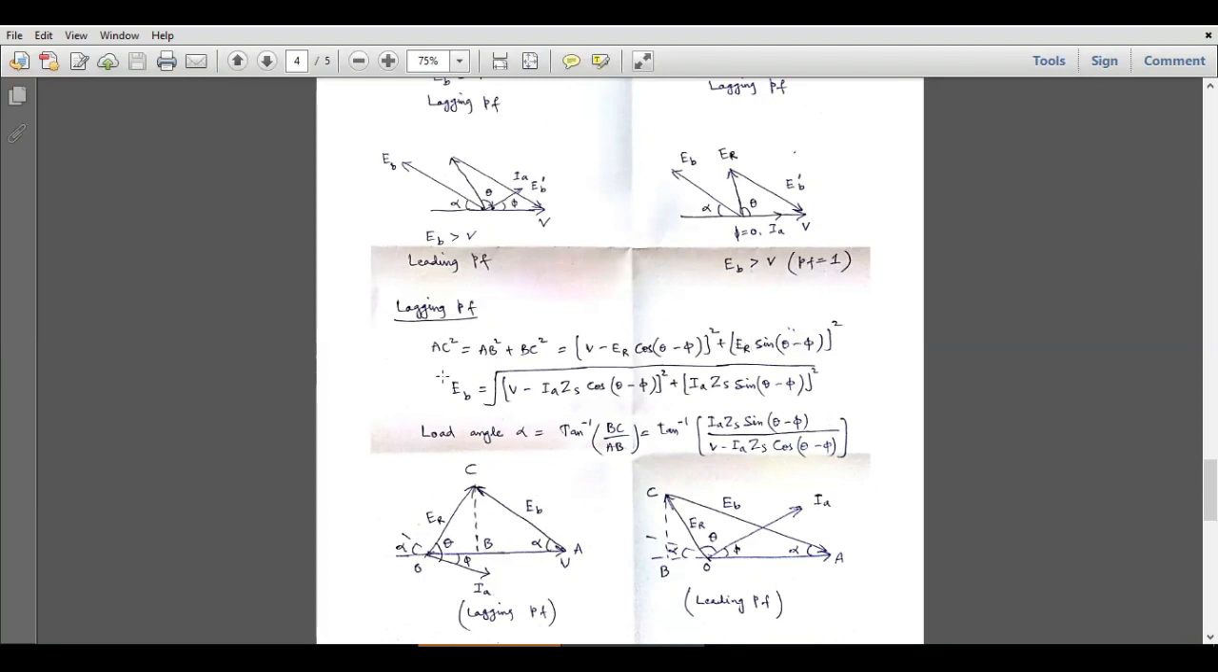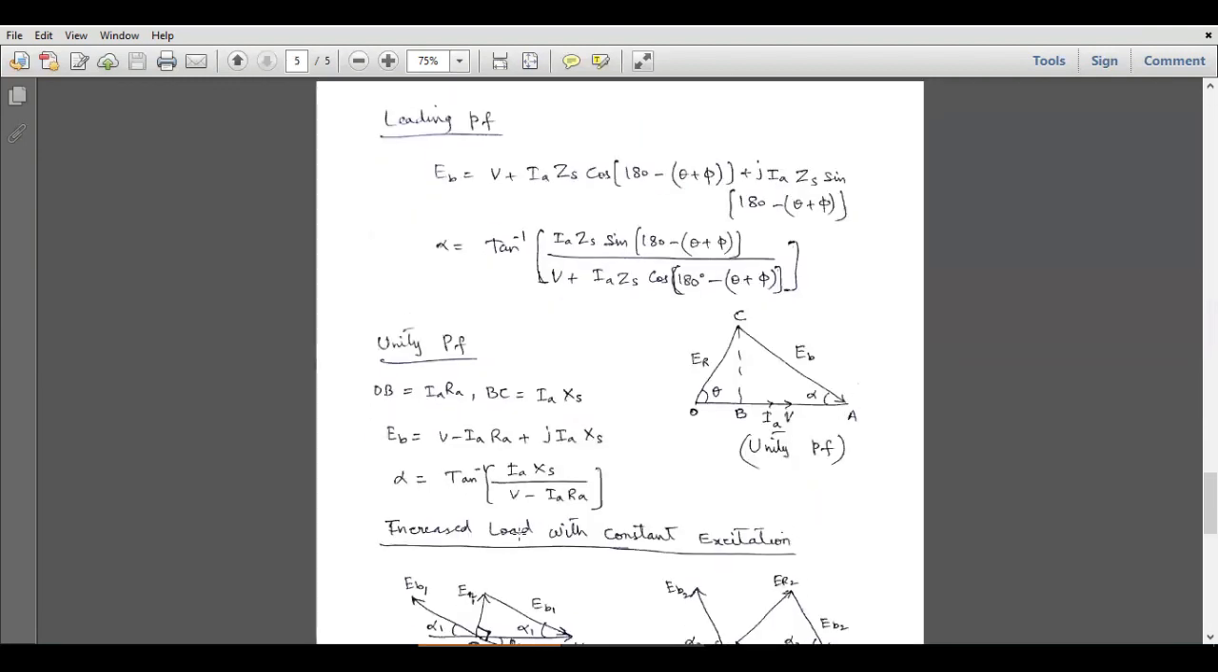So the magnitude of this EB, or the magnitude of this AC, will be given by taking the square of this x component plus the square of this y component and then taking the square root. Similarly, the load angle alpha will be given by BC over AB. So tangent inverse of BC over AB, and it will be equal to tangent inverse of ER sin(theta minus phi) divided by V minus ER cos(theta minus phi), and ER is equal to IA ZS. So this will give us the load angle for the lagging power factor case.